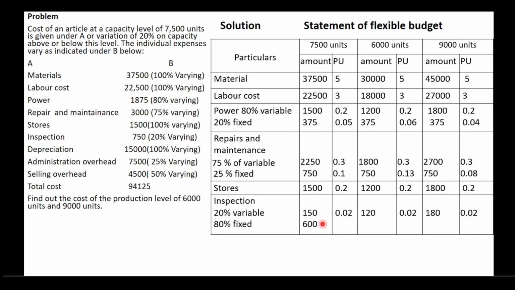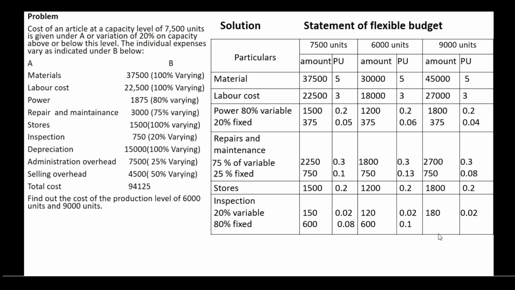As I already told you, in fixed, the amount is constant. In all levels the amount is the same. The cost per unit keeps changing. So the cost per unit is 600 divided by 7500 units. So that amount are 0.08. So under the 6000 units, the amount are 600 and the cost per unit will be 600 divided by 6000 units. So that is 0.1 rupee.